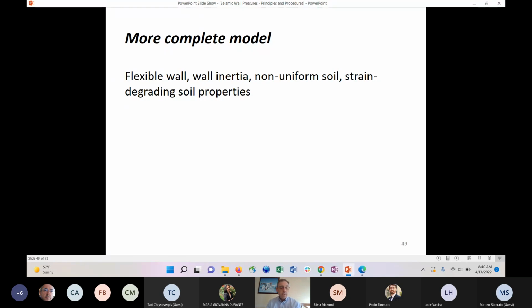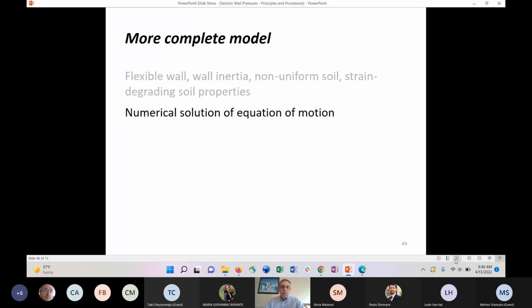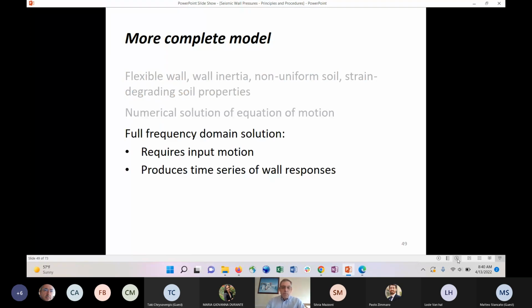The simplified model, the initial basic case model, deals with wavelength, but it doesn't deal with a number of other things that are also very important, which I've listed here: flexible wall, inertia, etc. And of these different effects, what we found is that the flexibility of the wall is really the most important of them. And in order to deal with that, you need a numerical solution of the equation of motion. A full frequency domain solution of this problem requires an input motion, which you can take the Fourier transform of and then solve it frequency by frequency. And by reversing that, you'll get a time series of wall responses.